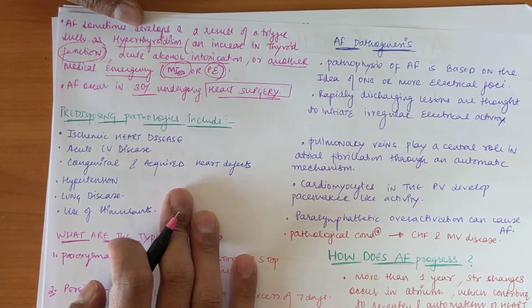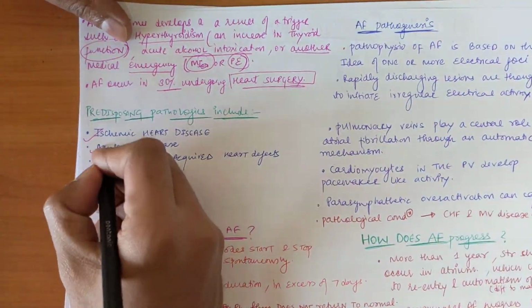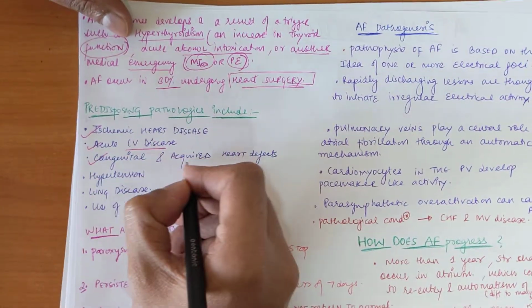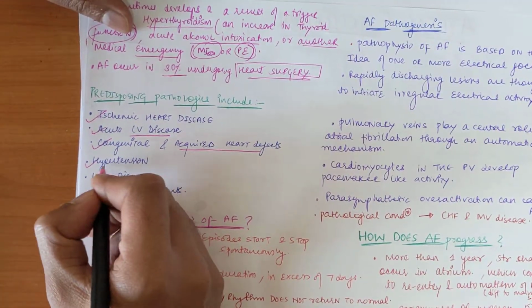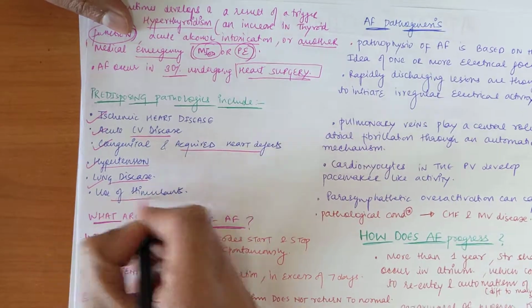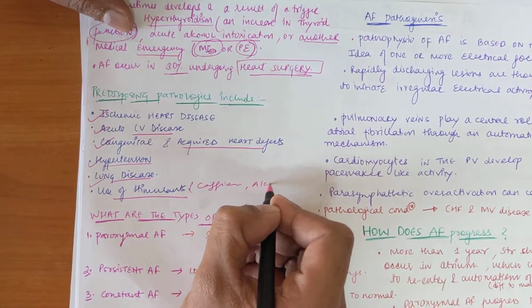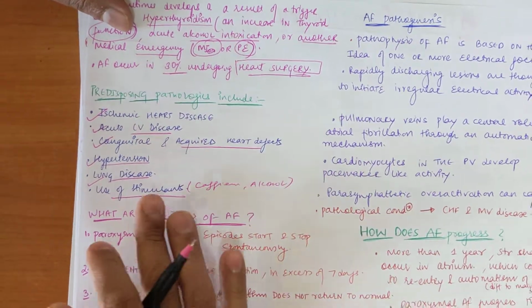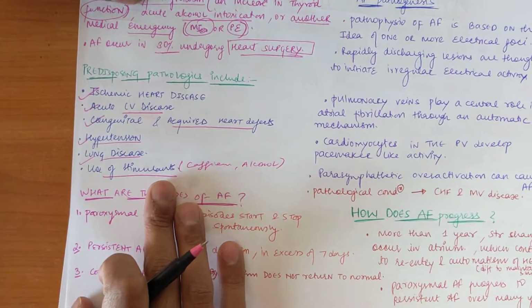Predisposing pathologies include ischemic heart disease, acute cardiovascular disease, congenital and acquired heart defects, any congenital heart birth defect, hypertension, lung disease, and the use of stimulants like caffeine, alcohol, or any type of drugs which stimulate your brain or your heart. Those drugs can also be predisposing or risk factors.